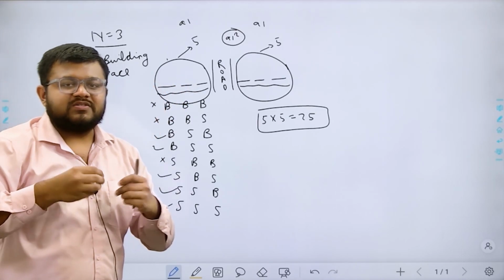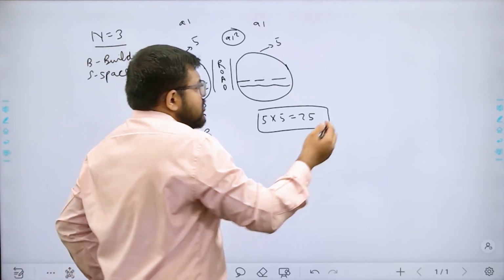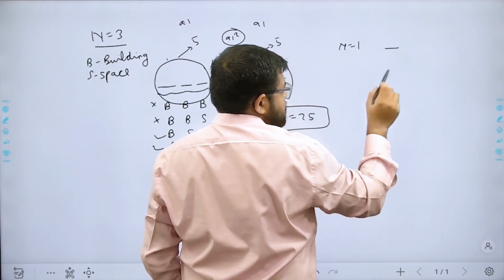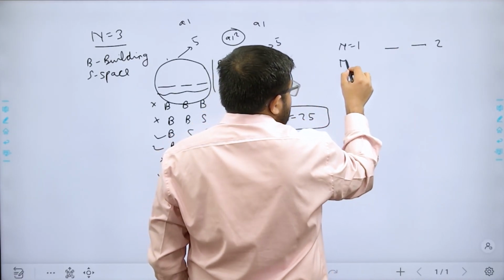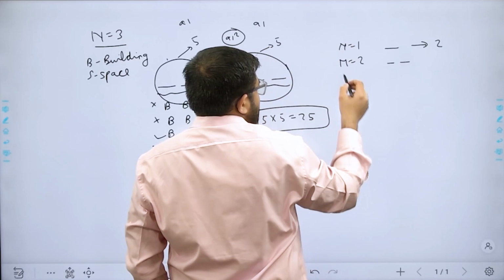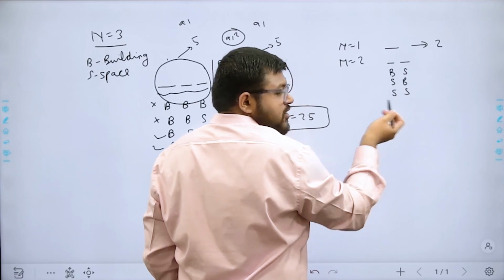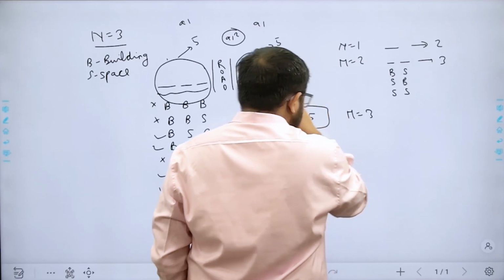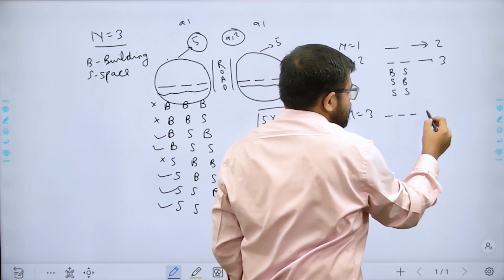Let's look at some smaller values and try to see if we can find a pattern. If there is only one plot on one side of the road, how many ways do you have? Two ways, because either you make a building here or you keep this empty, right? If n equals 2, there are two plots, so how many ways? You can have building space, space building, or space space. You cannot have building building. So there are three ways. For n equals 3, you have 5 ways for one side.